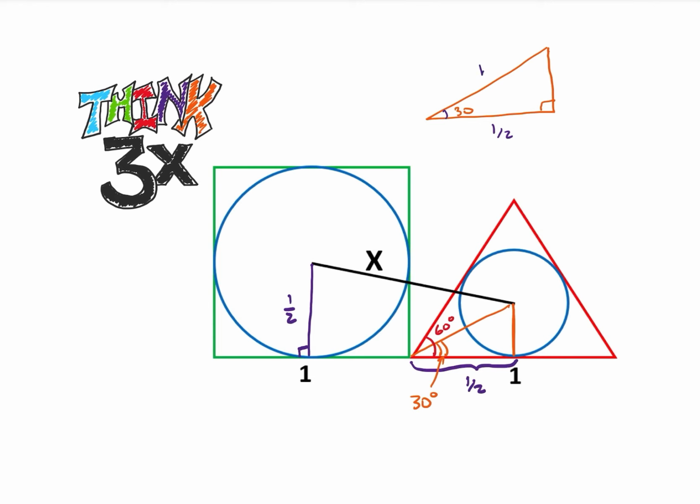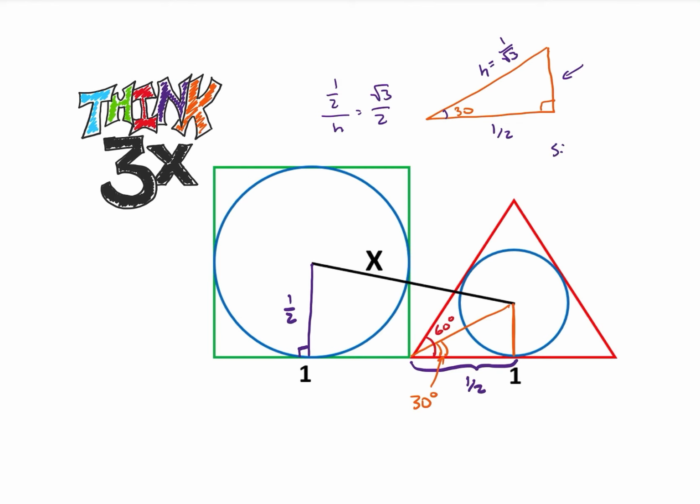So 1/2 over h is going to be √3 over 2. So that tells us that h is going to be equal to 1 over √3. So then I can quickly solve for this last guy.